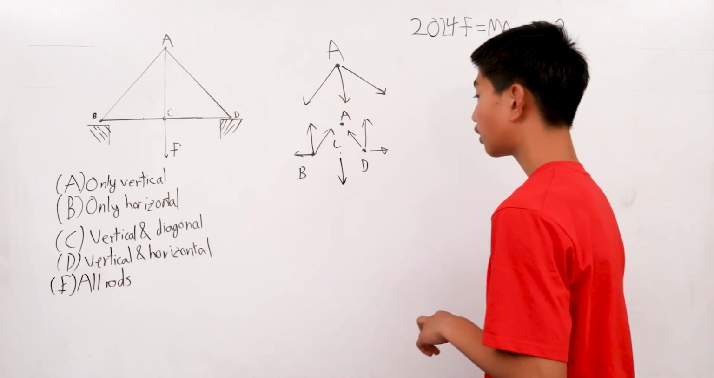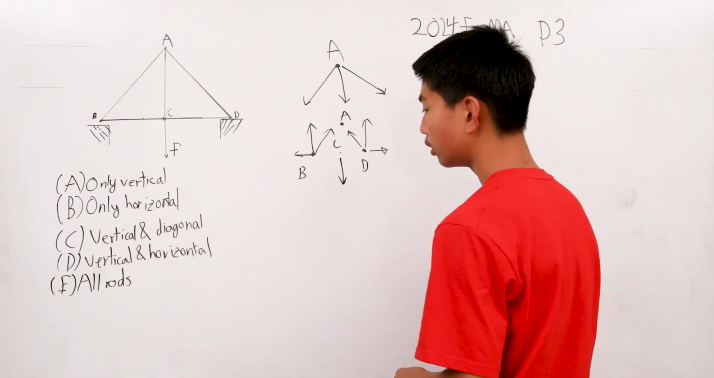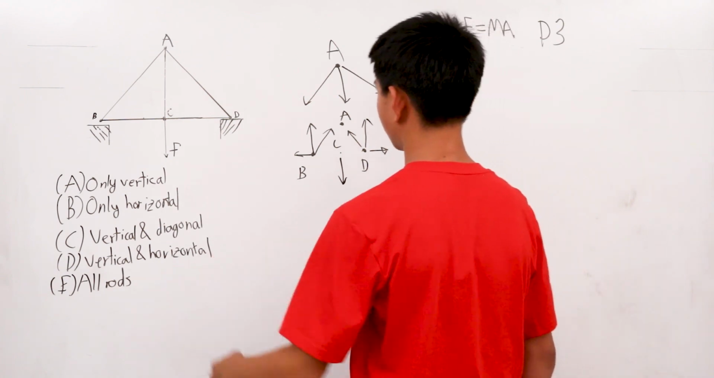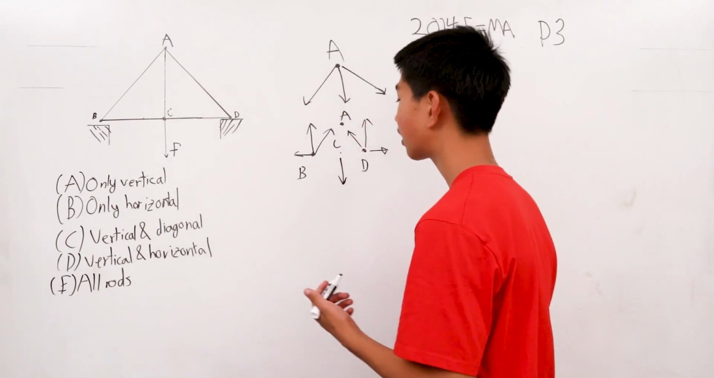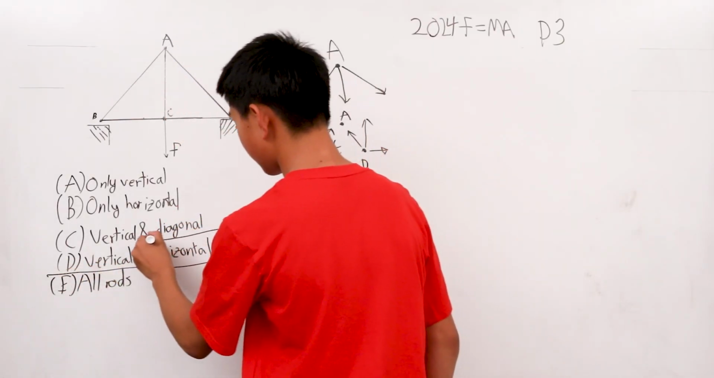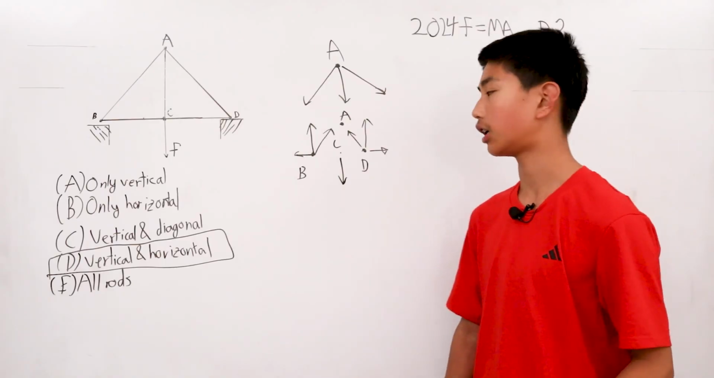So we know that it can't be only the verticals, it can't be only the horizontals, there are no diagonals, and it can't be all the rods because we just said it's not the diagonals. So therefore, our answer for this problem is D. The vertical and horizontal rods are in tension.